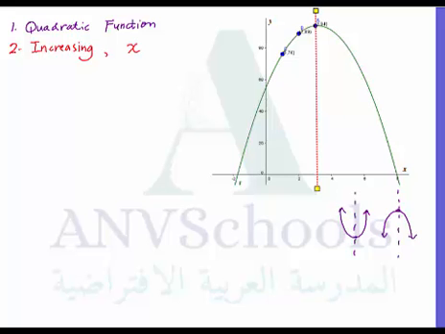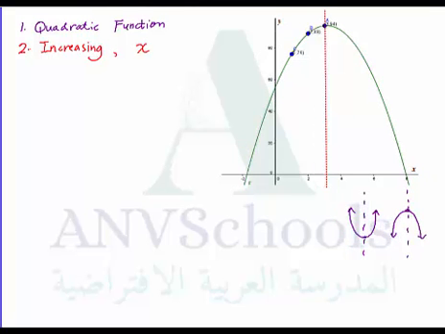As we notice, it is increasing when x is less than 3. And at the same time, it is decreasing when x is greater than 3. And it has a maximum point when x is equal to 3. The maximum height that it could attain is 94. That's why we have point (3, 94). So at x equal to 3, we have a maximum point of y equal to 94.